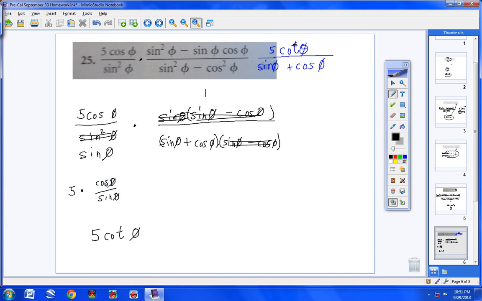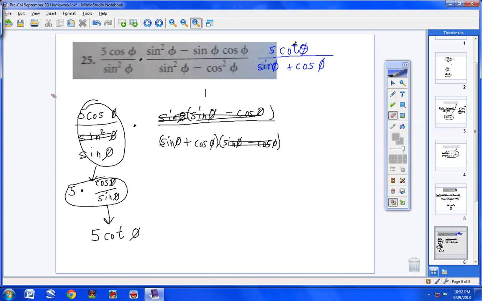Because cosine over sine equals cotangent. So I have 5 times cosine over sine, and cosine over sine is cotangent. So I really have 5 cotangent, or 5 times cotangent. So this whole expression here became this. I put the 5 out front, and this whole expression here became this right here. So now basically what I'm down to is 5 cotangent theta times this fraction up here.